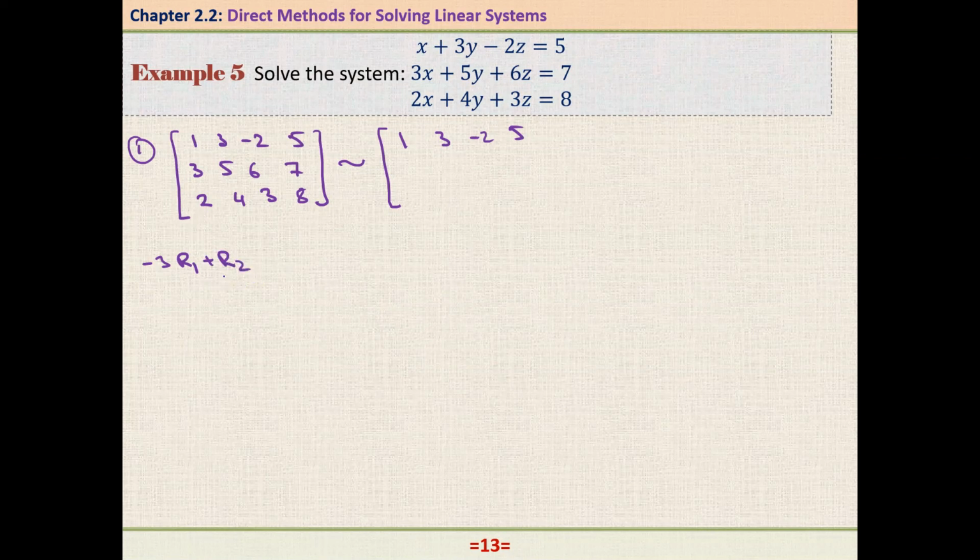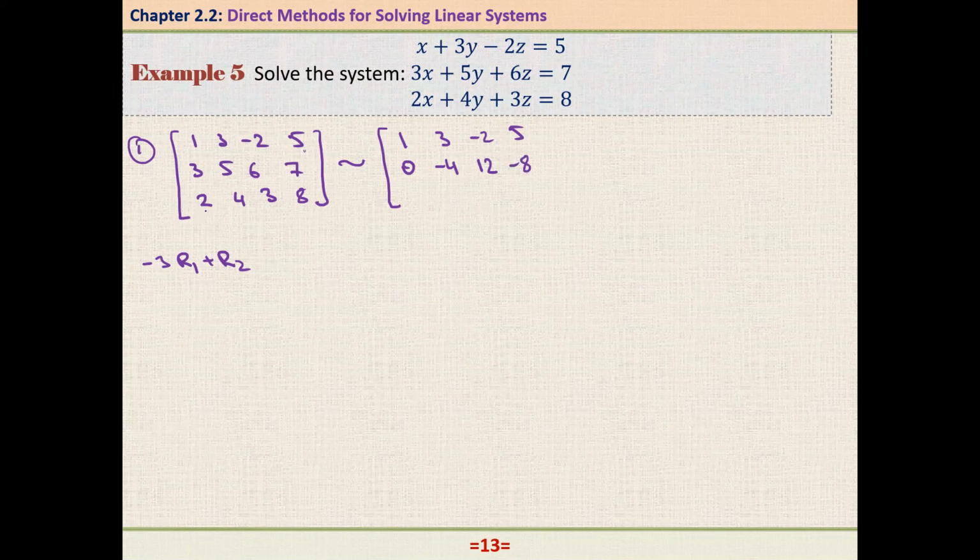second row. So -3 times 1 is -3, plus 3, that's equal to 0. -3 times 3 is -9 plus 5, that is -4. -3 times -2 is 6. 6 plus 6, that is 12. -3 times 5 is -15 plus 7, -8.